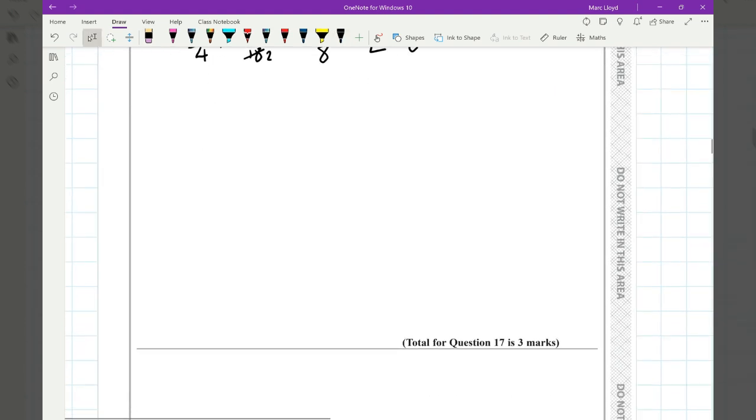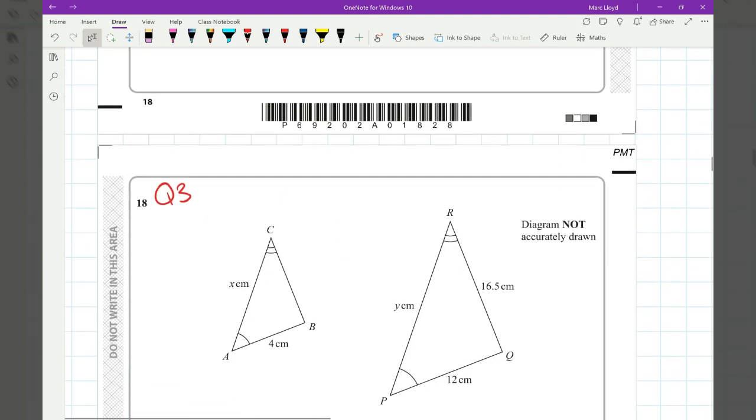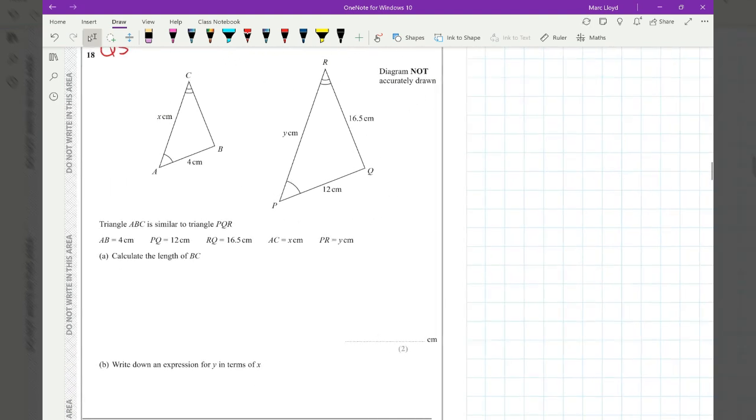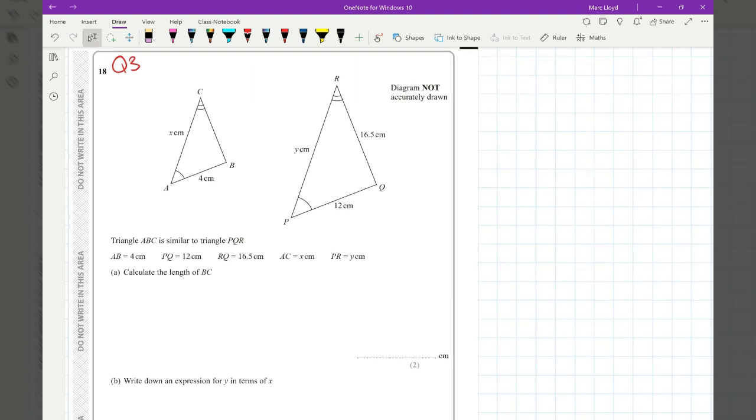So that's a nasty one as well. This paper's tricky. Question 3, similarity. This doesn't come up every year, but effectively you've got two shapes. One is an enlargement of the other. And what we can see from the 4 and the 12 is to get from one shape to the other, we've got to multiply by 3.